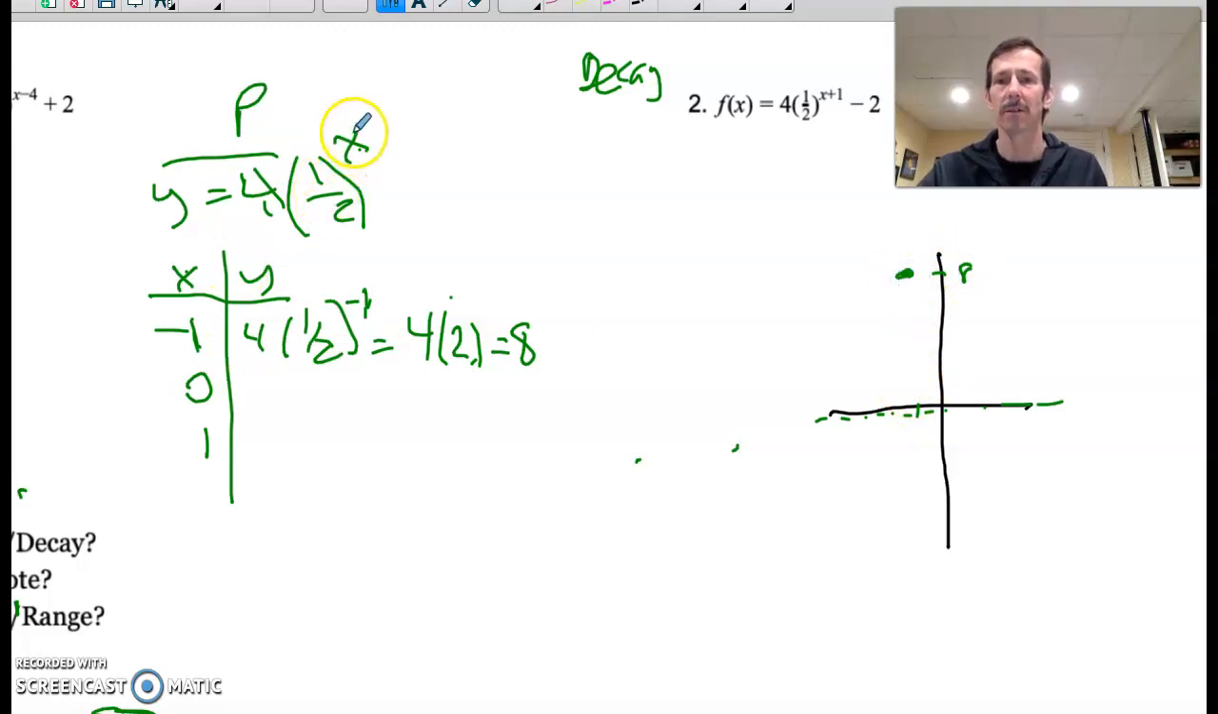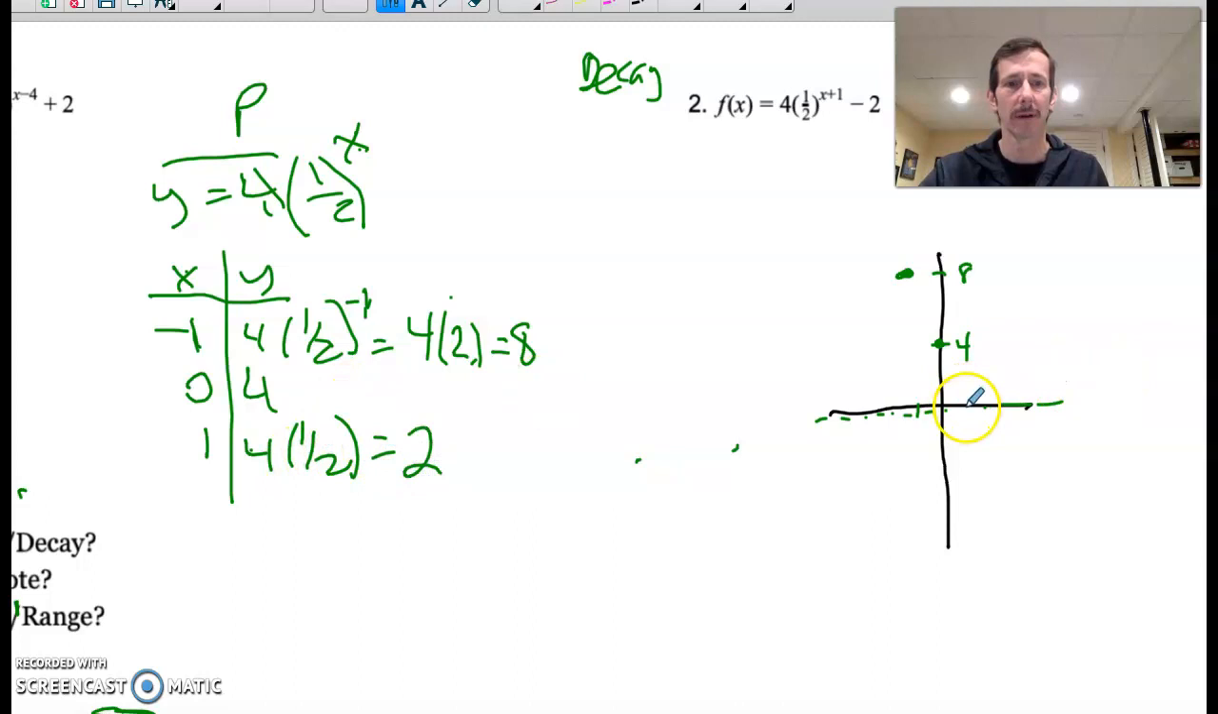If I put in a 0, that becomes 1 because anything to the 0 is 1, so my output is 4. So my y-intercept would be right here at 4, which is halfway between 0 and 8. And if I put a 1 in here, I'm going to have 4 times a half, because a half to the first is just a half, and half of 4 is 2. So at 1, I would be at halfway between 4 and 0. So you can see that parent function would come down like this.